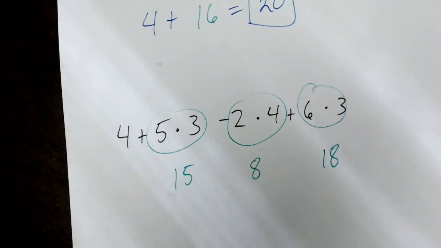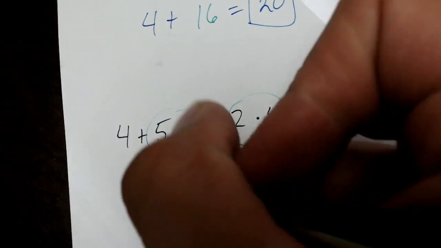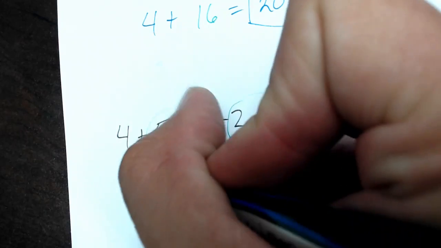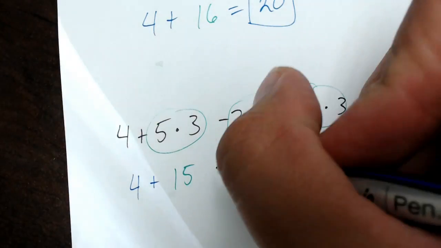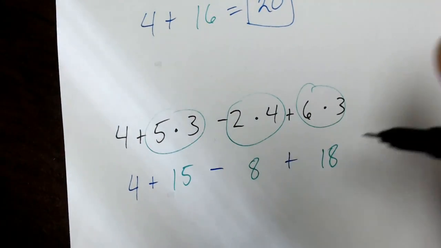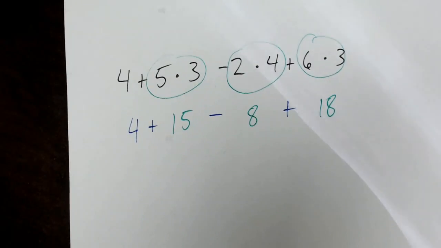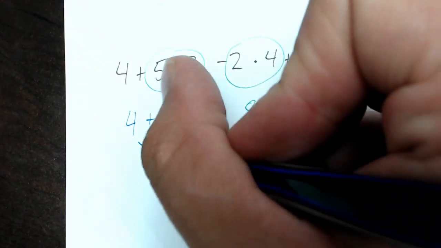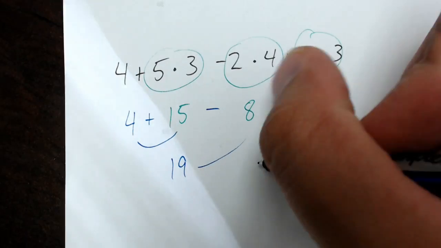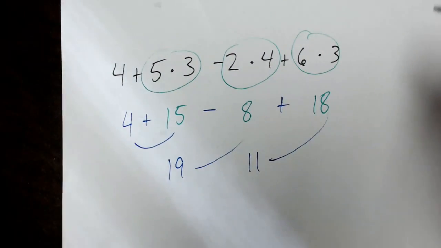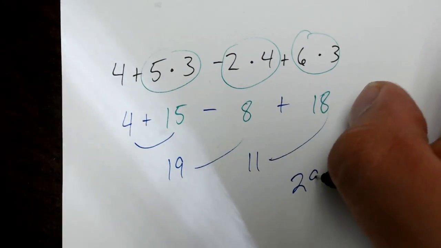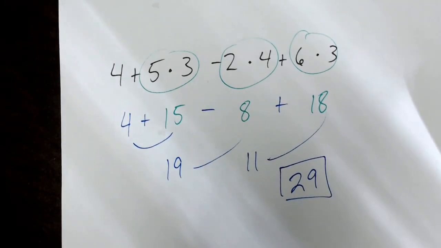Now, once I'm done doing all my multiplication, no division in this problem, I fill in the other numbers and the plus and minus signs. So that minus sign comes down, that plus sign comes down, and now I do the last step of adding and subtracting. 4 plus 15 is 19. 19 minus 8 is 11. 11 plus 18 is 29. So my final answer, 29.